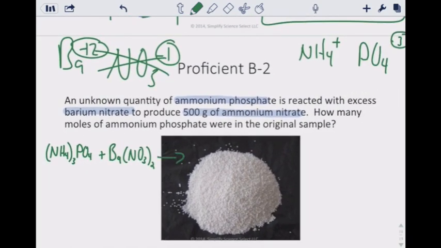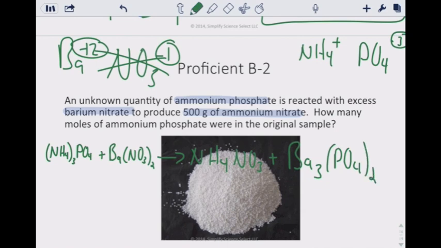Now, if we're looking at this, because we talked about predicting products, what type of reaction do we have here? It's a double replacement reaction. So now we're going to have ammonium nitrate. Ammonium is going to be bonded to nitrate, and we crisscross those and we'll get NH4NO3 plus barium phosphate, which is Ba3(PO4)2. That's just the chemical equation.